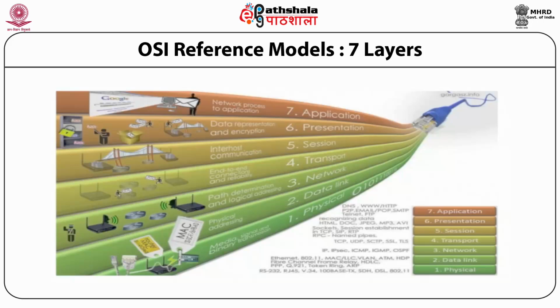So a picture is also given to understand the process and responsibilities in each layer, the transport layer. Then inter-host communication, that is the channel established between two hosts, is in the session layer. Then data representation and encryption in the 6th layer. The network process to application. So in a nutshell, on the right side, you can see all the layers and some of the technical terms used.